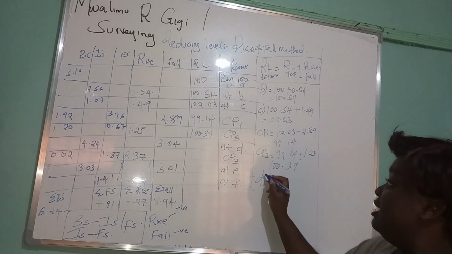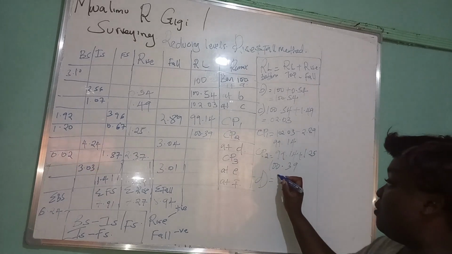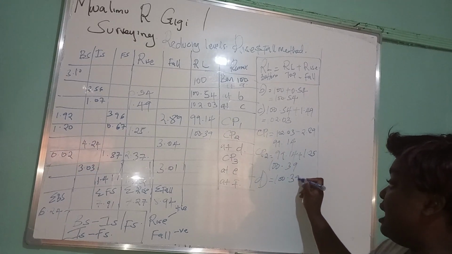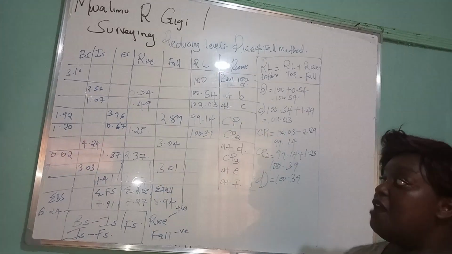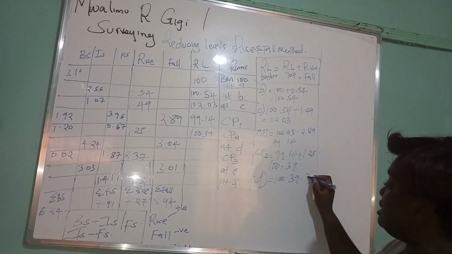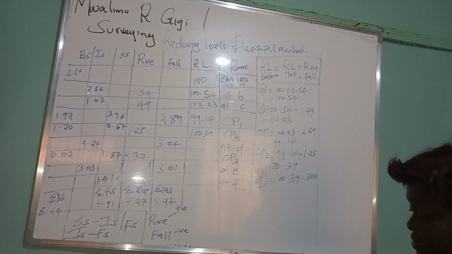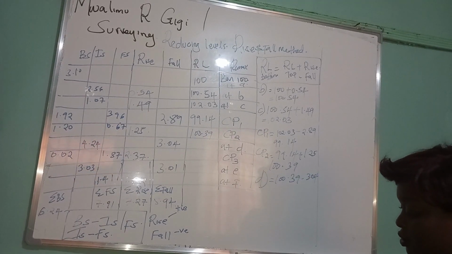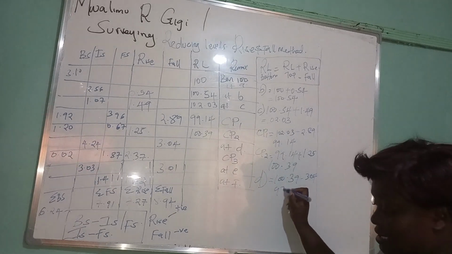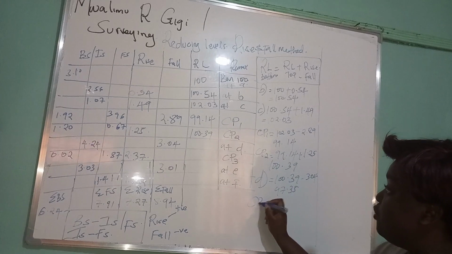At D, we have the reduced level at the top as 100.39. Then we have a fall of 3.04. So it is minus 3.04. It is 97.35.